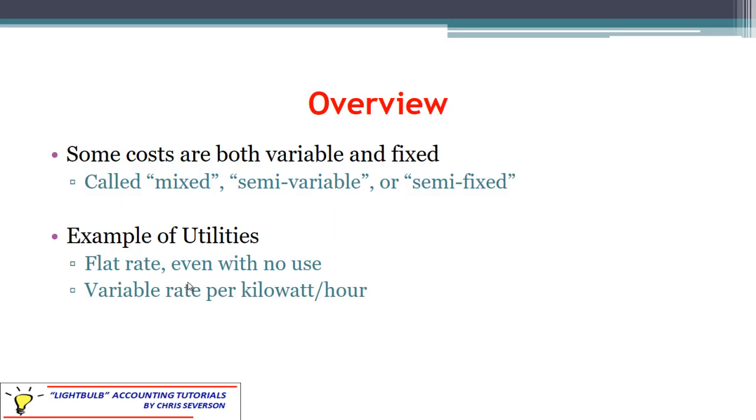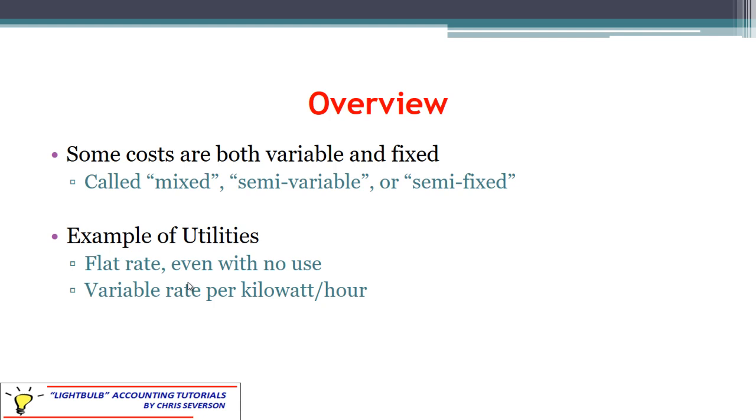In previous sections we have talked about variable and fixed costs. However, in reality, some costs are both variable and fixed. They have a fixed component as well as a variable component. These types of costs are known as mixed, semi-variable, or semi-fixed.